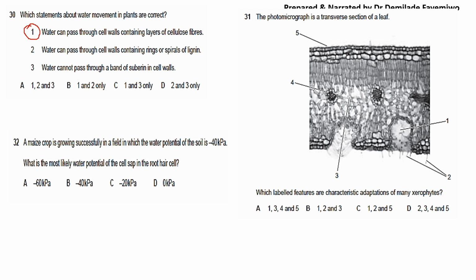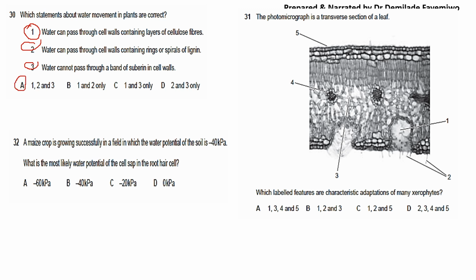Okay. And then number 2, water can pass through cell walls containing rings or spirals of lignin. Yes, that's true. And it can't pass through a band of suberin in cell walls. That's also true. I will try to do a short video on suberin. If I forget, please just post a comment here and I will get to it. So the answer for number 30 would be A.